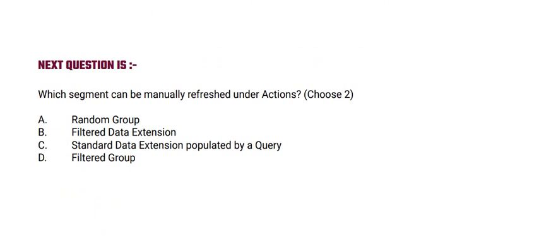Next question is, which segment can be manually refreshed under Actions? Choose two options. And the options are option A, random group, option B, filtered data extension, option C, standard data extension populated by a query, and option D, filtered group. The correct option is option B and D.